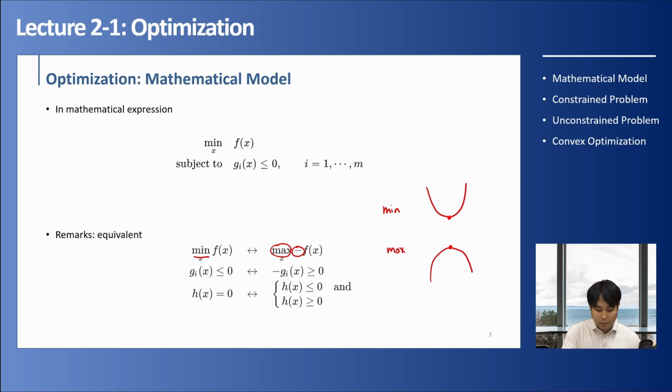The same can be said for inequality constraints, where we have some constraint that is less than or equal to 0. We can represent it as being greater than or equal to 0 by adding this minus sign here. And finally, for equality constraints, we can represent it as a combination of two inequality constraints. So these are all alternative representations of the same mathematical formulation. So in summary, we've looked at different ways to both conceptually and mathematically formulate optimization problems.